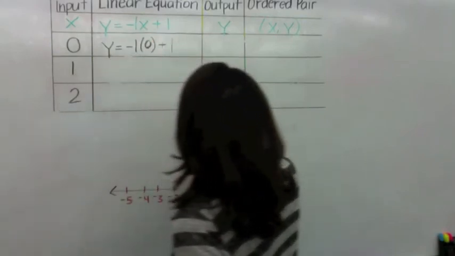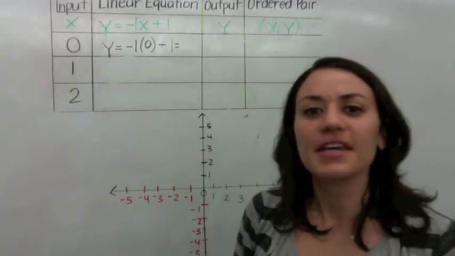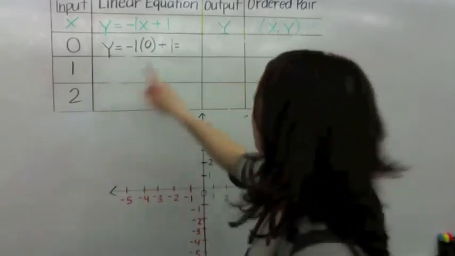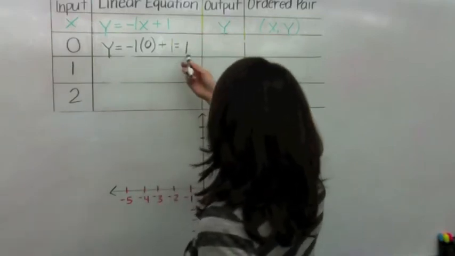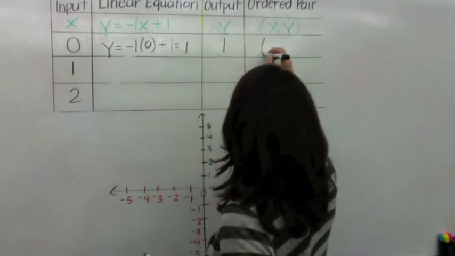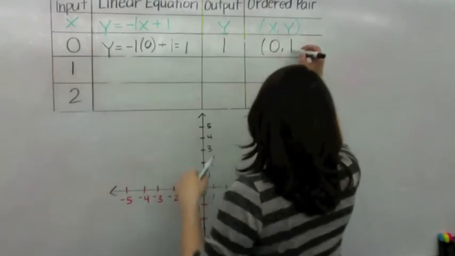Okay, x is 0. What is -1 times 0? Anything times 0 is 0. Plus 1 would be 1. Very good. So the answer here is 1. The ordered pair is going to be, what's x? 0. And what's y? 1.